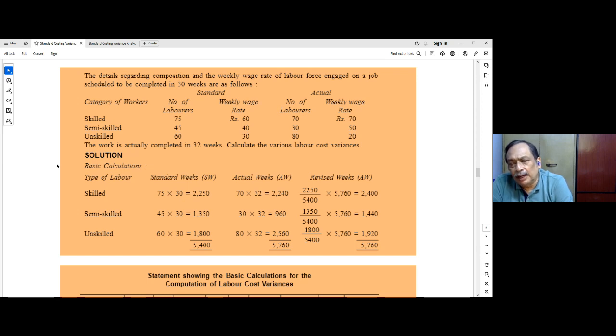Next, we are having actual, that is actual number of laborers, then weekly wage rate in rupees. Now, please give me 1 minute.